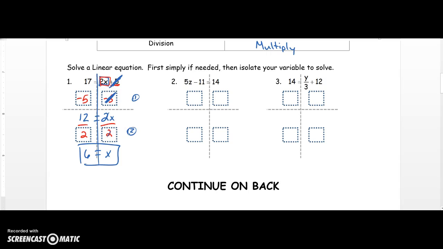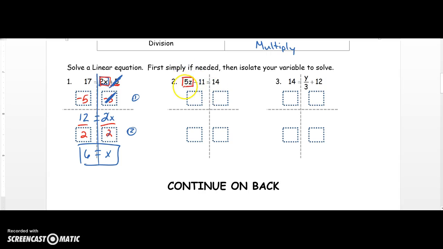So, back when we do two-step equations, here's one step. Here's two step. So nothing has changed here. Adding these steps, still the same concept. Example number 2: 5c minus 11 equals 14. This is the same thing.